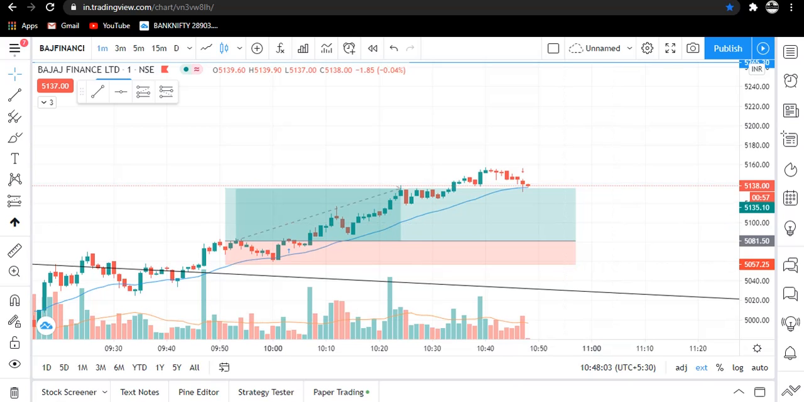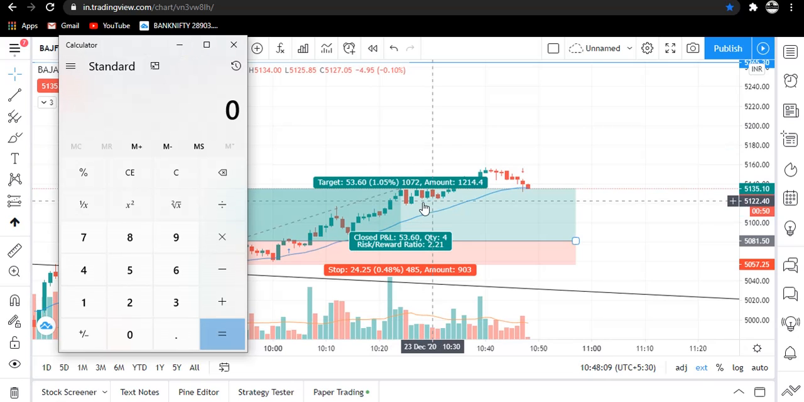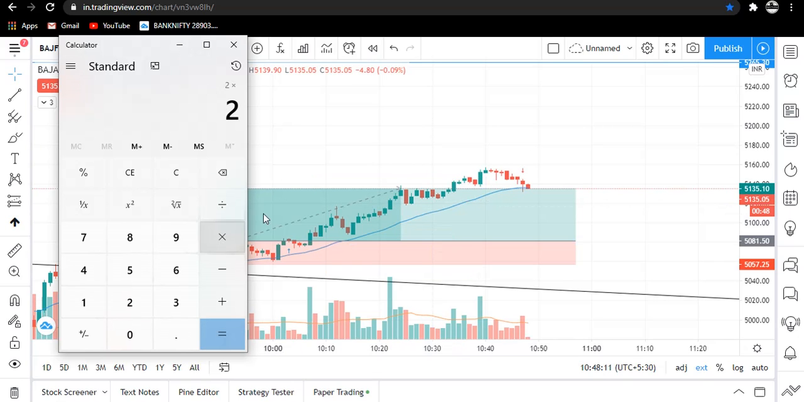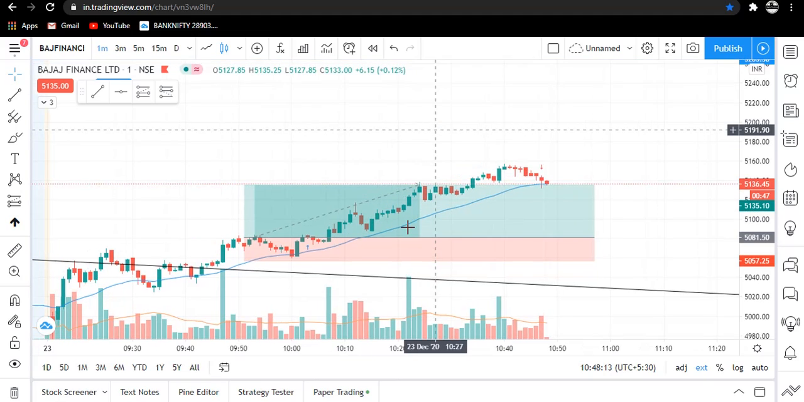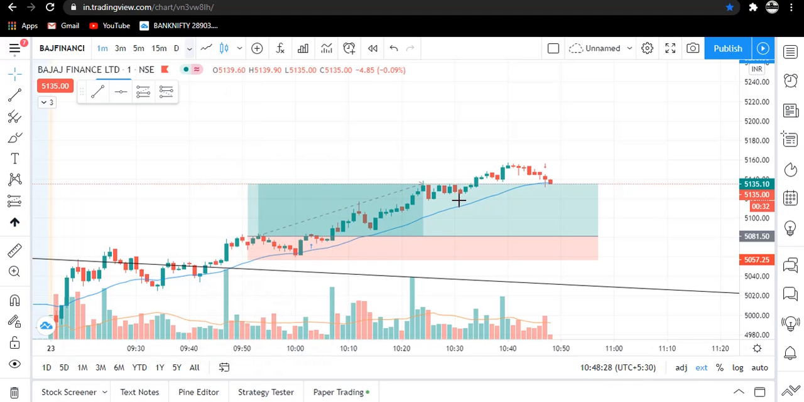Okay traders, now let's calculate our profit in this trade. Our quantity is 2 and the points we booked are 53.60. So traders, our total profit today is 107 rupees and we have got a good risk reward ratio as well. So traders, this was our trade today.